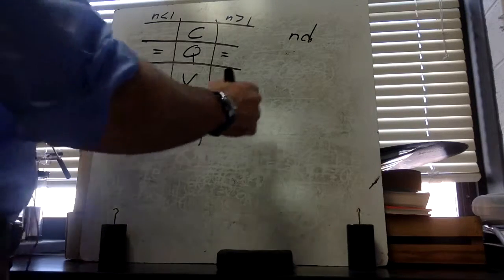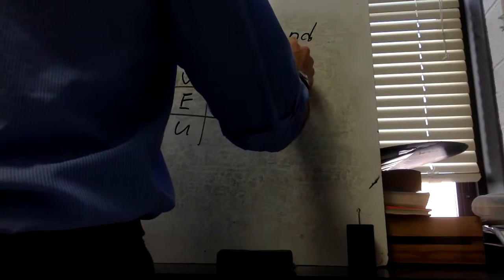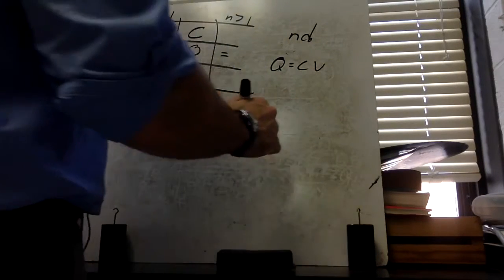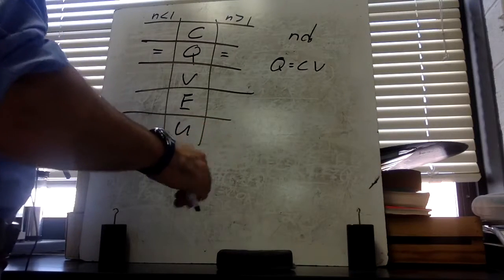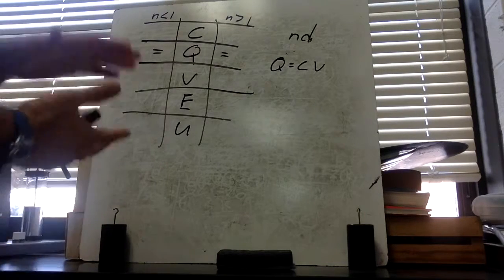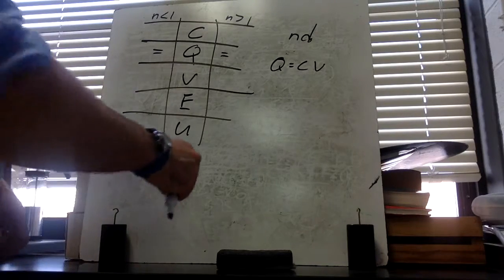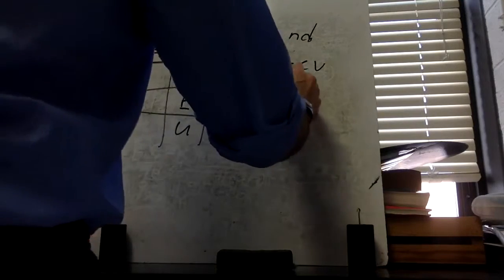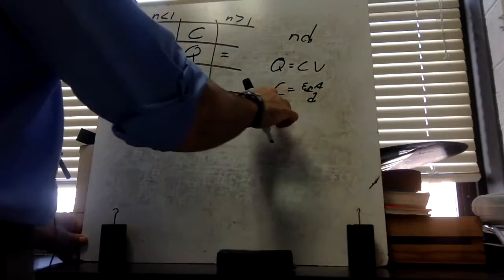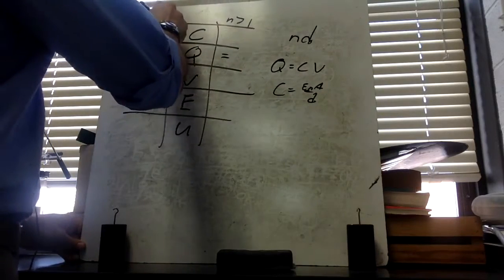However, since Q equals CV, as I get them closer together, right? If D is decreasing, then C rather, C is epsilon naught A over D, right? So if D gets smaller, C gets bigger. So that's what happens there.